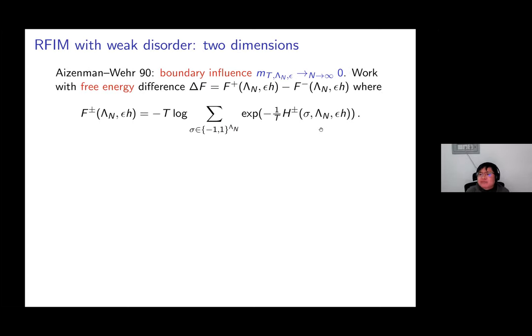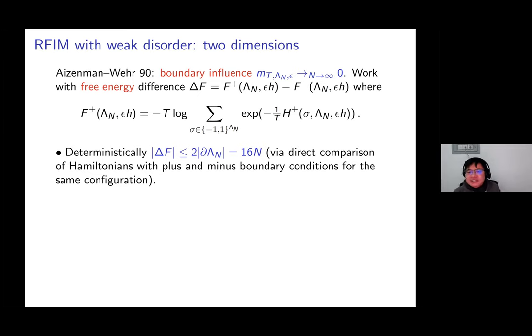Here is a sketch of the argument. They work with the free energy difference with the plus and the minus boundary conditions, where the free energy is just minus T times the log of the partition function. The partition function is the sum in this display, the sum over all configurations of the exponential of minus one over T times the Hamiltonian, okay? So this is, for those who are familiar with some of this physics terminology, a natural definition.